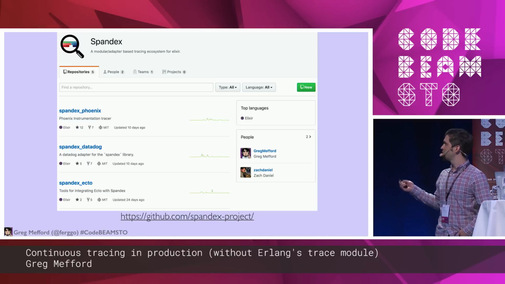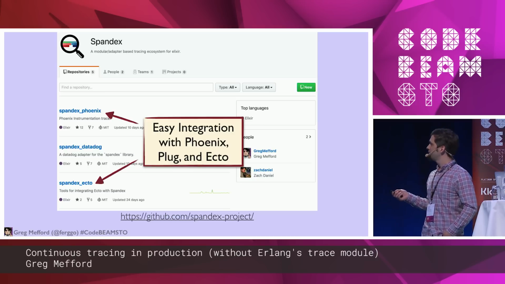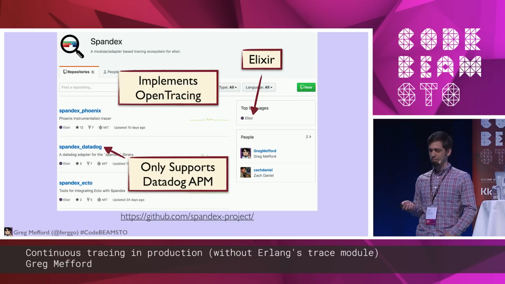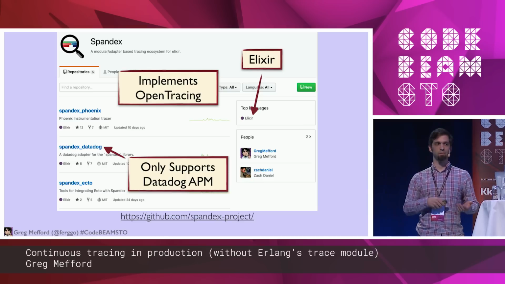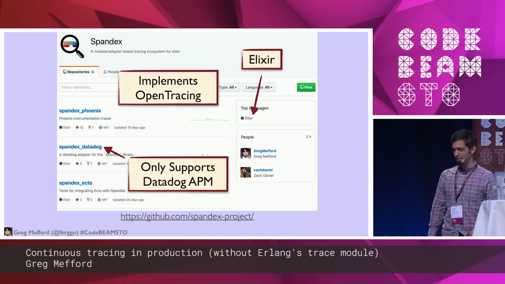This is the Spandex project that Zach Daniel and I maintain. It has some easy integrations with Phoenix and Plug and Ecto. On the downside, it's really only Elixir. It has a lot of Elixir macros that would be really tedious to try to use from Erlang. It implements the OpenTracing standard, which is less likely to make it into Open Telemetry than the OpenCensus standard. And it also only supports Datadog APM currently.